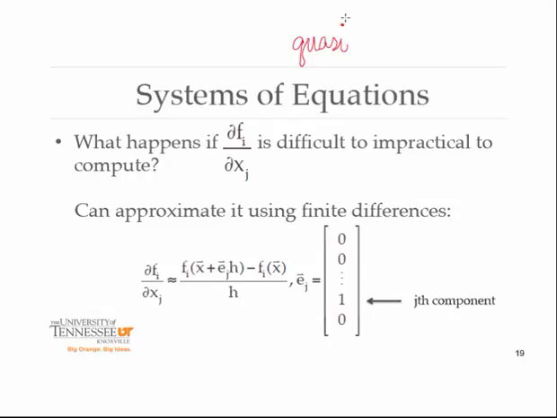The reality, though, is that the partial derivative of f sub i with respect to x sub j may be difficult or impractical to compute because f sub i is a very complicated nonlinear function. You could have signs of exponentials under roots and things like that. One way you can approximate that partial derivative is by this particular ratio here, where you estimate that partial derivative by just 2 function evaluations of f sub i divided by what we call a step size h. And this e sub j vector is just a vector of all zeros except for a 1 in the jth component.